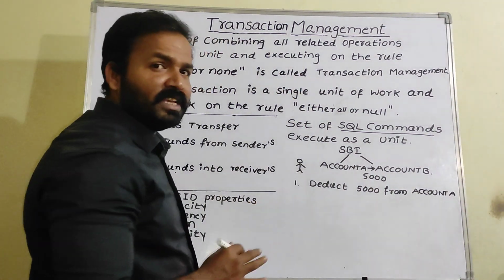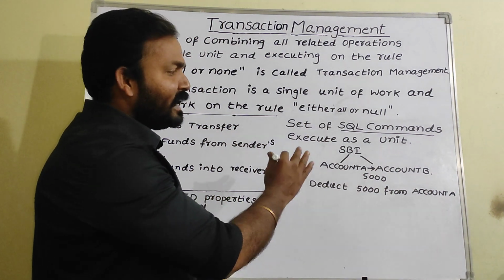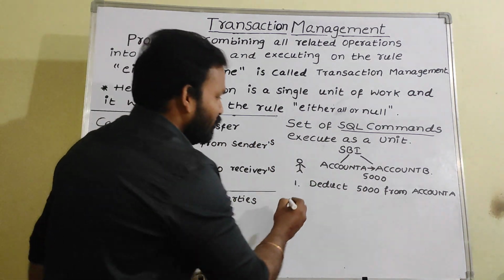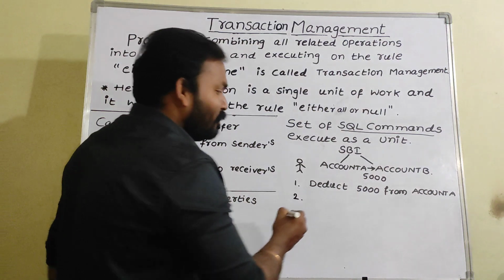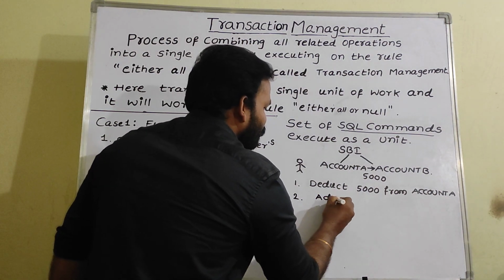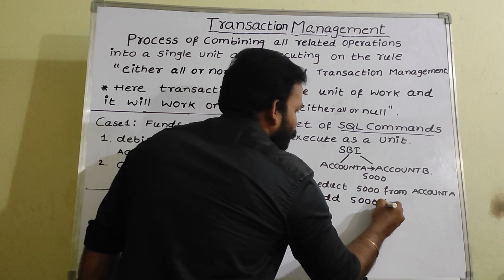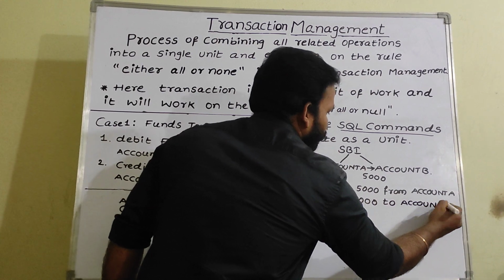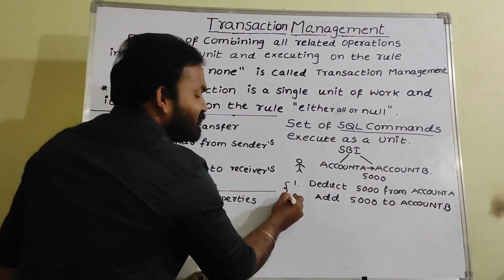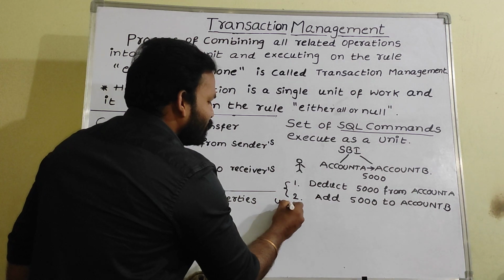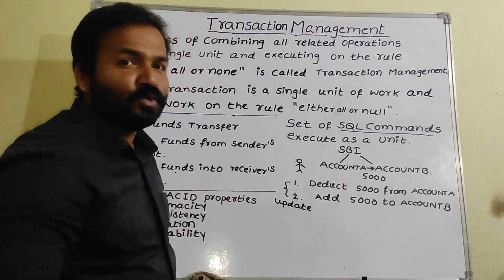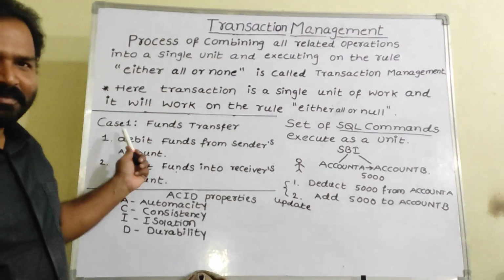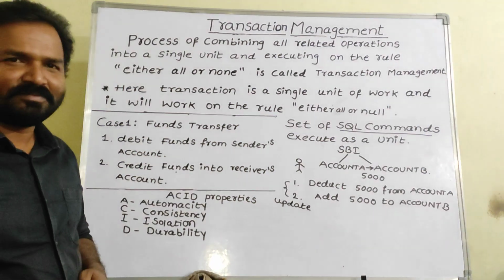Two commands will execute. First, deduct 5,000 from account A. And the second command, add 5,000 to account B. These two commands are update commands. So this is the same example, case 1, funds transfer.